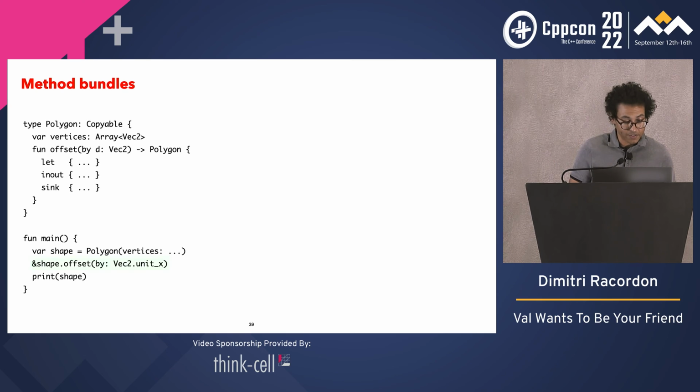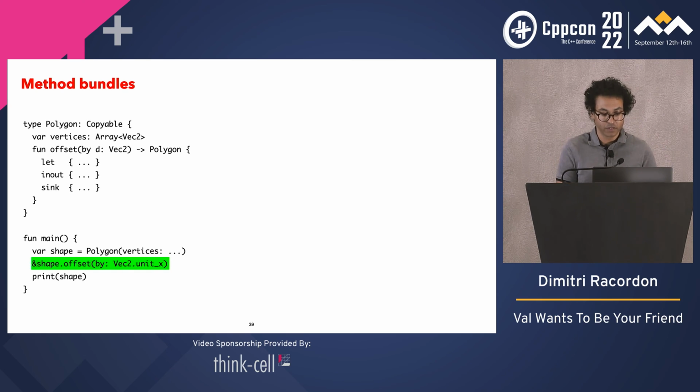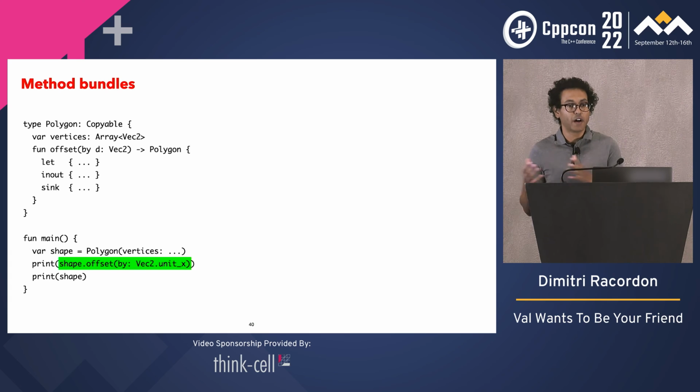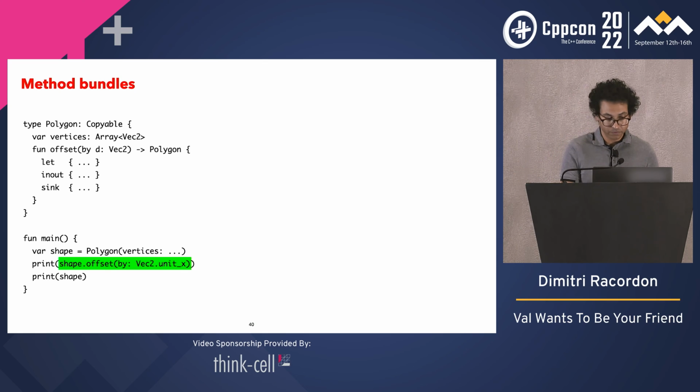So let's look at the call again. What implementation should Val choose? Well, we just want to change the value of shape. We don't want a new value, so the compiler can use the inout variant here. What about this function call? Well, now we want to hold on to the shape that we have, because we will print it later, but we want to print the offset version. So here the compiler will choose the let variant.